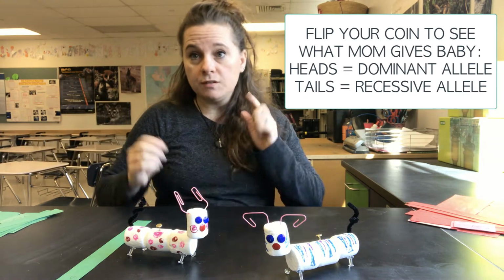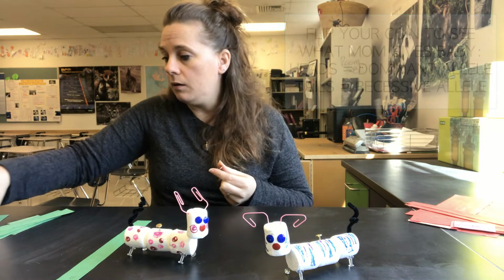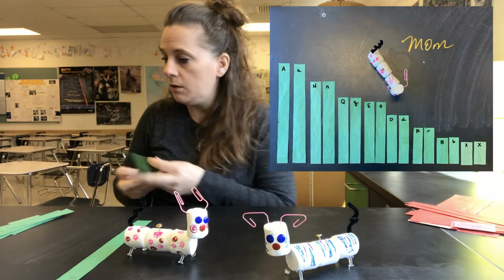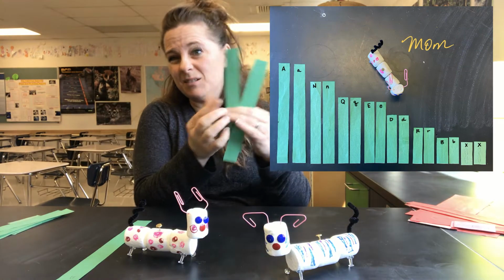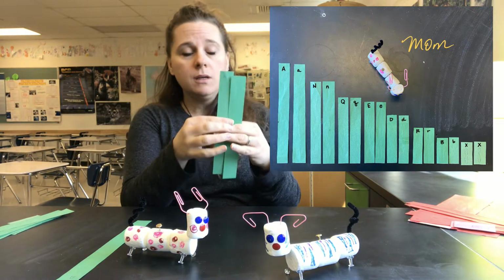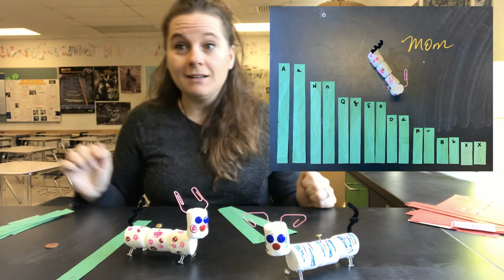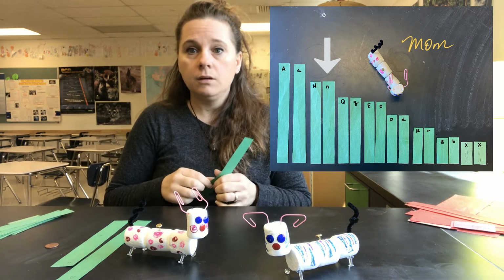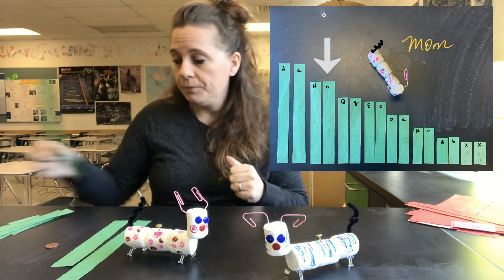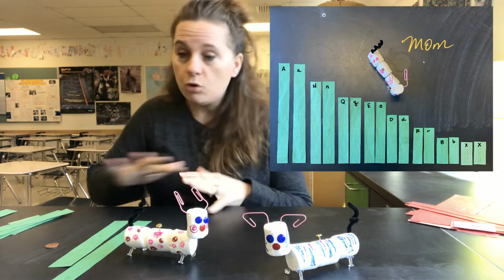Okay, I'm going to do the same thing again for the next one. Whatever it is on your sheet, I'm just grabbing right now the next biggest set of chromosomes. And I'm going to flip it again. It landed on tails. So I'm going to keep the recessive one, and I'm going to write that down. Mom's going to give that. So I'm going to go through all of these.